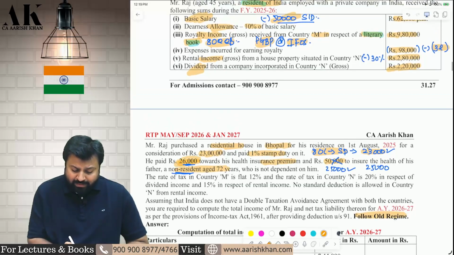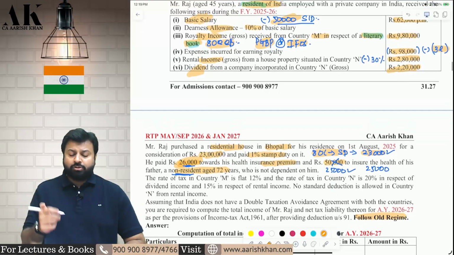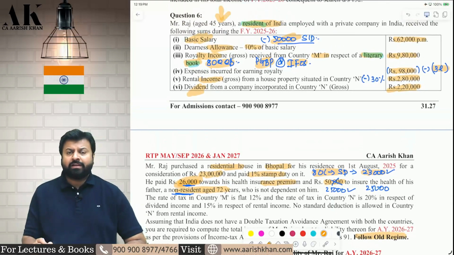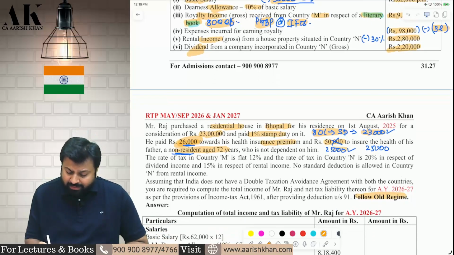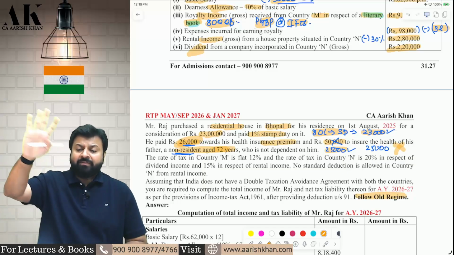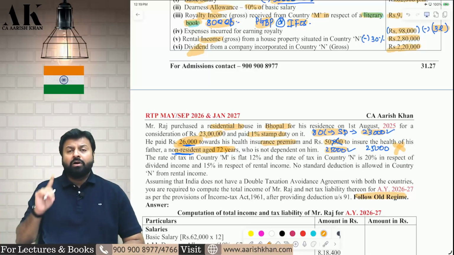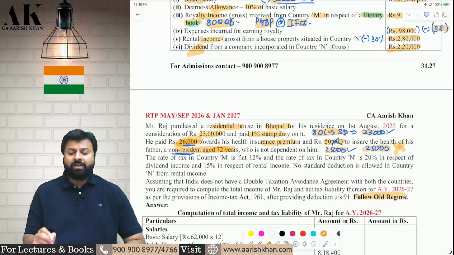So therefore, you will get 25,000 for yourself, because you are not a senior citizen, you are just 45 years old. And for your father also you will get only 25,000, even though your father is a senior citizen, because he is non-resident. Therefore the inflated limit of 50,000 will not be available to a non-resident. It is only available for a resident senior citizen. Therefore for yourself you will get 25,000, and for your father also you will get 25,000 rupees.